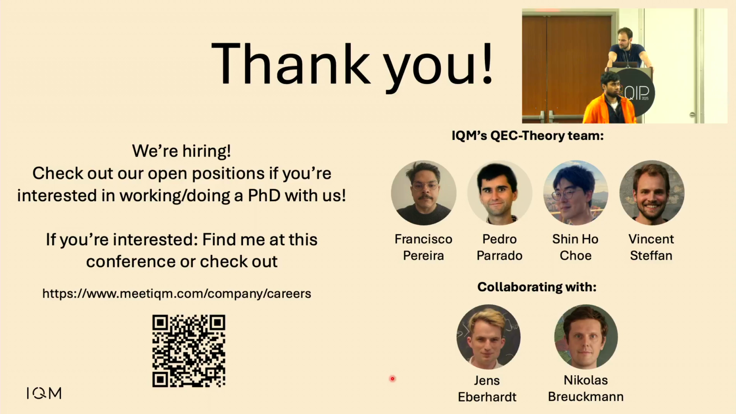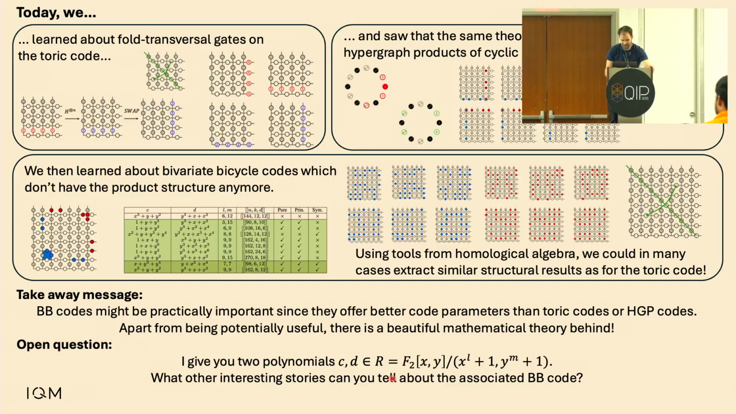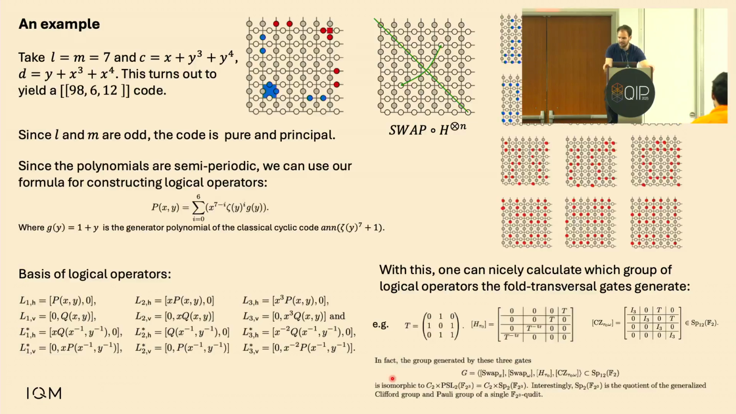Yeah, nice, although not a very comprehensible talk. So anyway, you went very quickly at the very end when you talked about the fold-transversal transformation on this particular code. Can you go into more detail on what the transformation is? What the transformation is? Yeah, so for toric codes, you have just parallel swap on all the qubits, parallel H on all the qubits. Yeah. So what is the transformation on the logical qubits here?